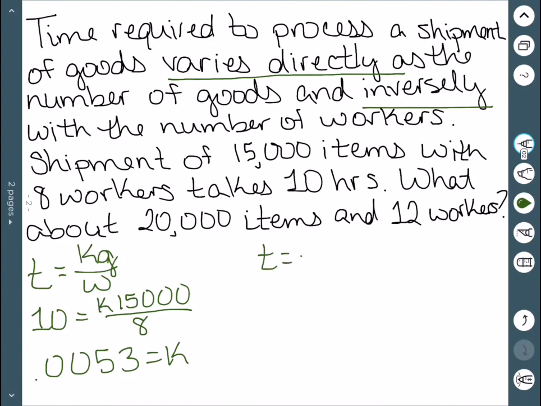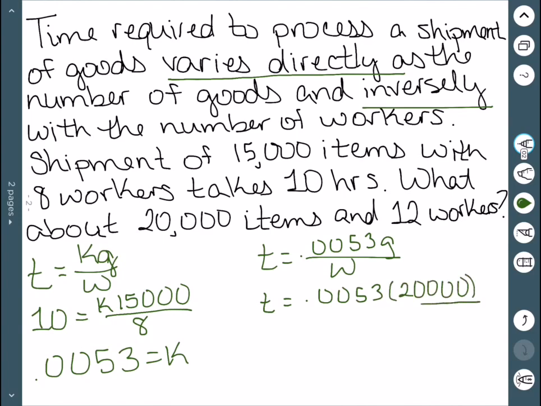So now we have a set value of K that we can use from now on. I want to know what happens if I have 20,000 items and 12 workers. And if you work this out, you get that it should take approximately 8.9 hours. So just under 9 hours.